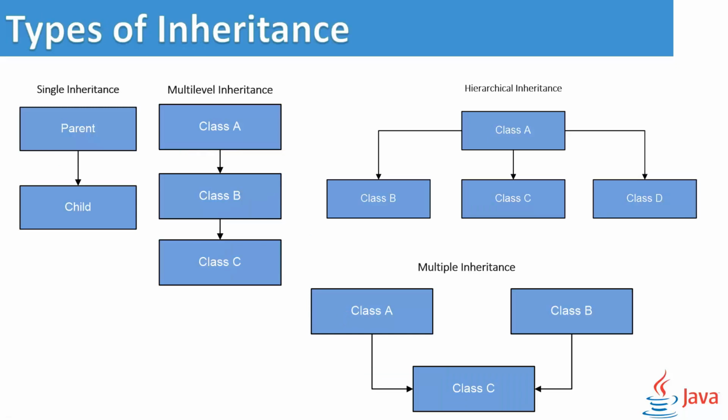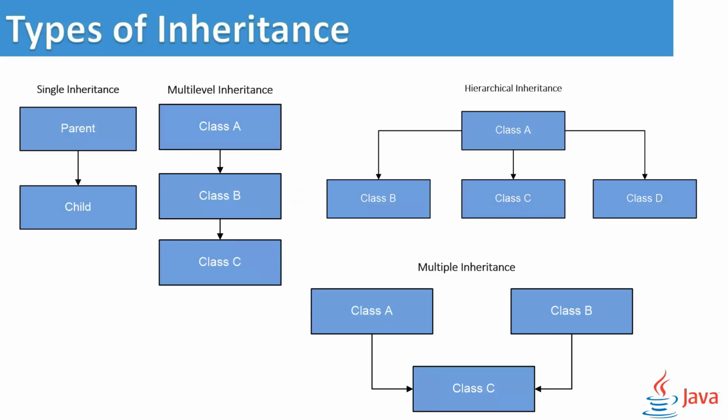Now let's talk about the types of inheritance in Java. The first one is single inheritance. When a single class extends a single parent class, it is known as single inheritance. The second one is multi-level inheritance. When a child class extends another child class, it is known as multi-level inheritance. For example, class B itself is a child class, but class C extends class B. So this scenario comes under multi-level inheritance.